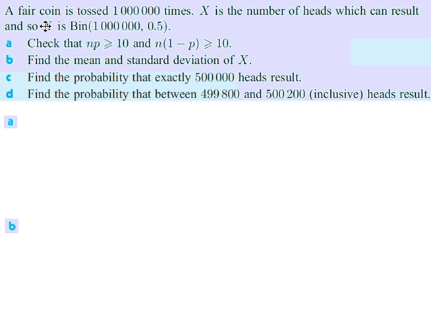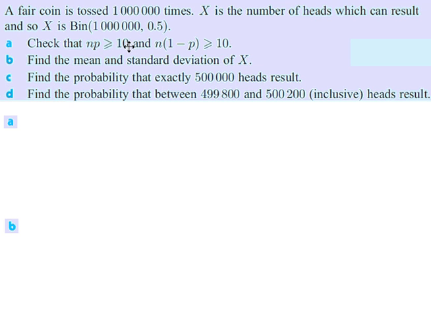Now, in the example, a fair coin is tossed 1,000,000 times, so obviously n is large, and X is the number of heads which can result, and so we have a binomial, so it's either heads or not heads, and n is 1,000,000, the chance of having heads is 0.5.